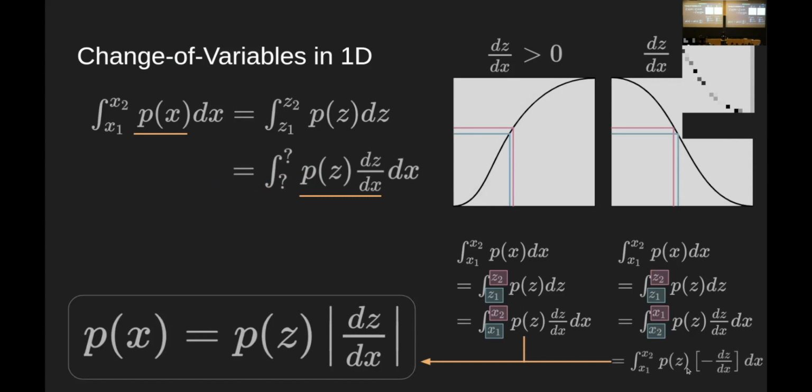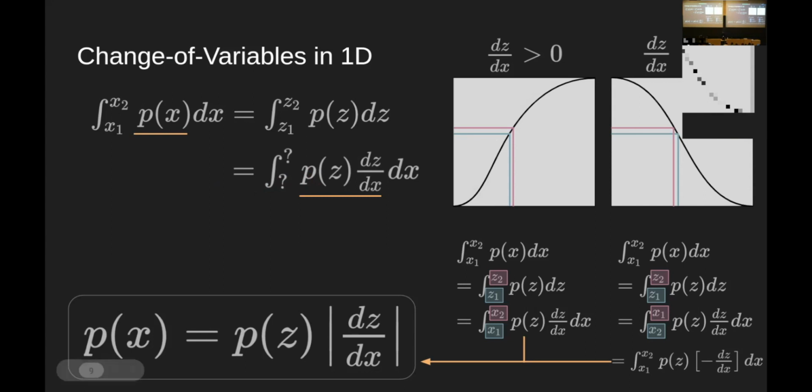And then we can combine the two. So remember here, the derivative is positive, and here it's negative, but we have minus that. So it will be in total a positive quantity. And so the easy way to combine the two is just to have the absolute value. So that's one way to derive it, at least. So that's nice. We've derived the change of variables formula in 1D.